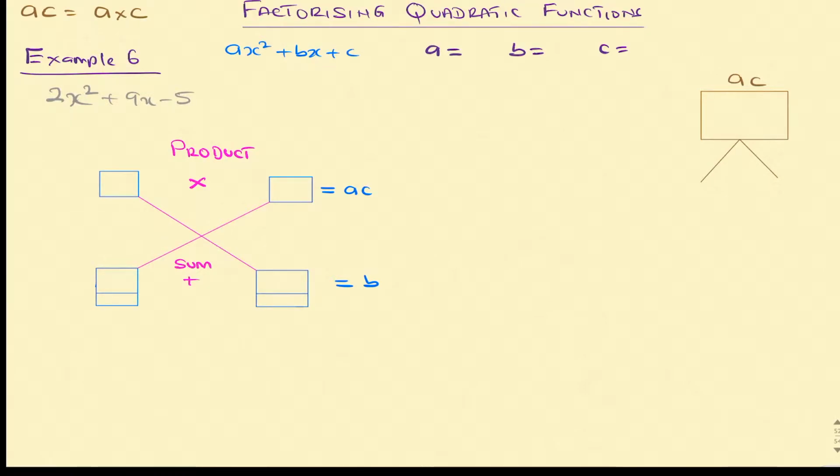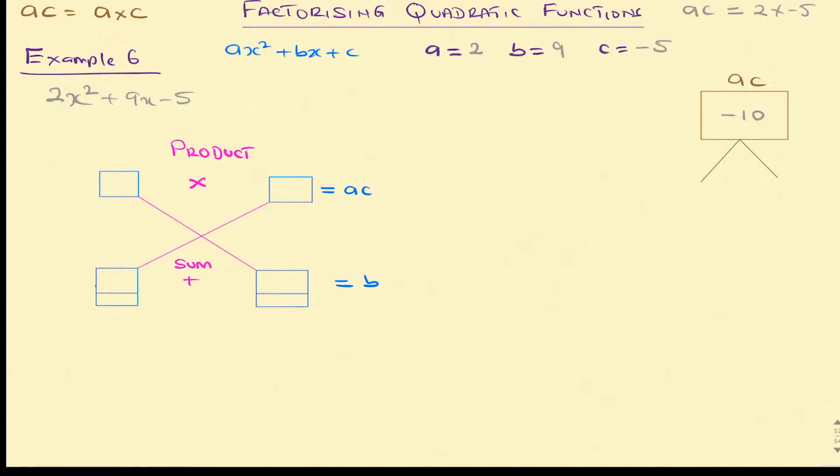Right, let's try example 6. 2x squared plus 9x minus 5. In this case, a is 2, b is 9, and c is minus 5. You can pause this video at any time and actually do the questions and then continue and see if you get it. So, at this point, we need to find AC. And AC is 2 times minus 5, and that gives us minus 10.